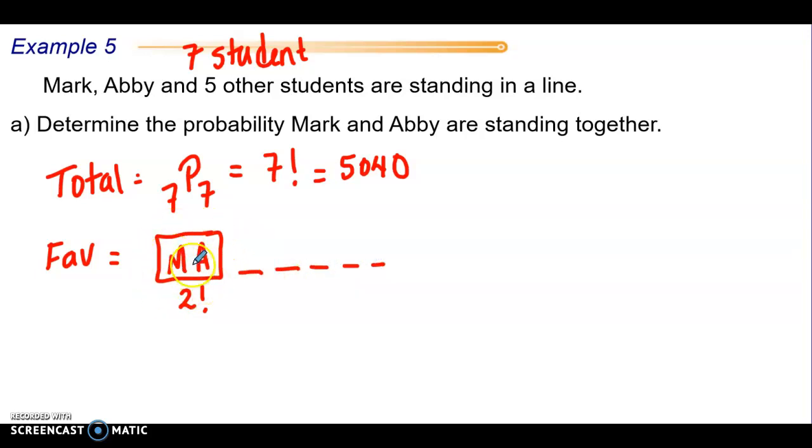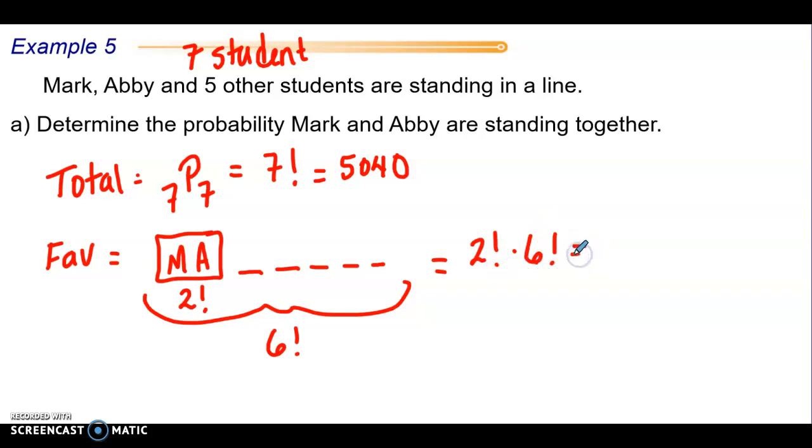Together with this group of 2, there are 6 objects that we are arranging, and there are 6 factorial ways to arrange those 6 objects. So our total favorable outcomes is 2 factorial multiplied by 6 factorial. There are 1440 ways to do that.